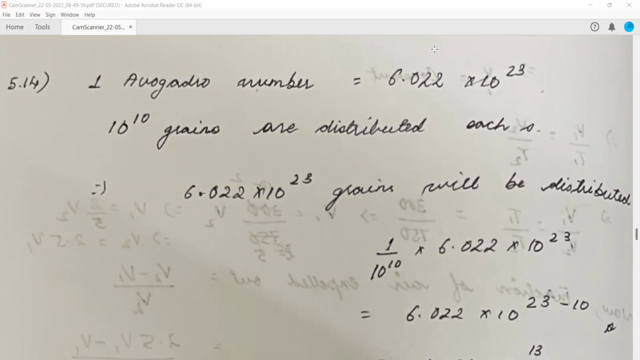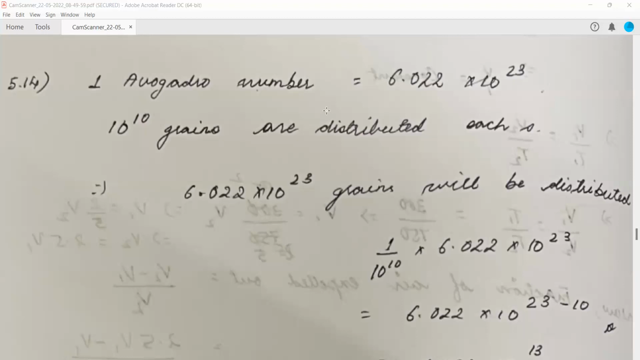In the question: how much time would it take to distribute one Avogadro number of wheat grains if 10 to the power of 10 grains are distributed each second? So we are asked how much time you need to distribute one Avogadro number of wheat grains. The rate of distribution is given as 10 to the power of 10 grains in 1 second. This is a very simple unitary method question, so we will do it like this.